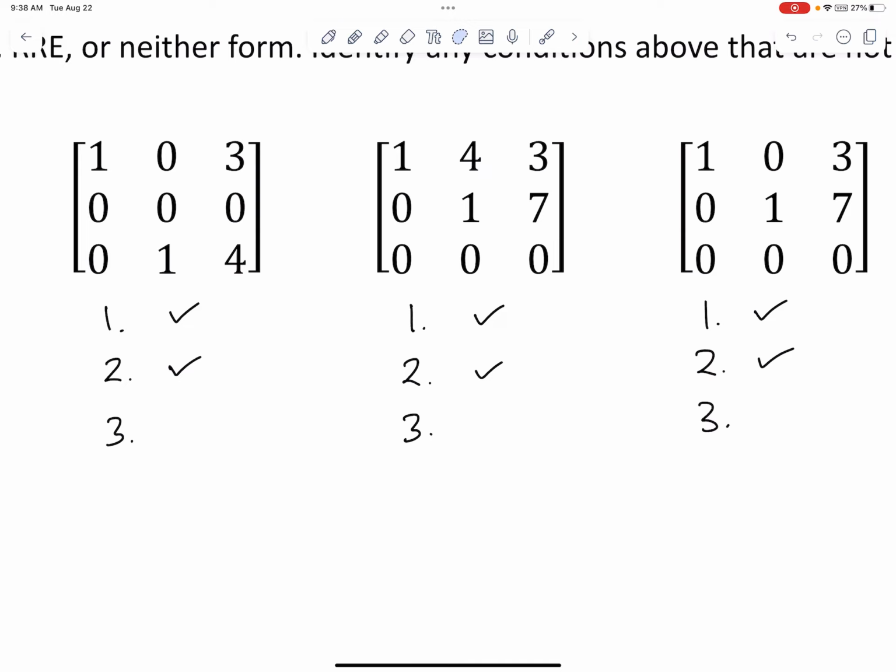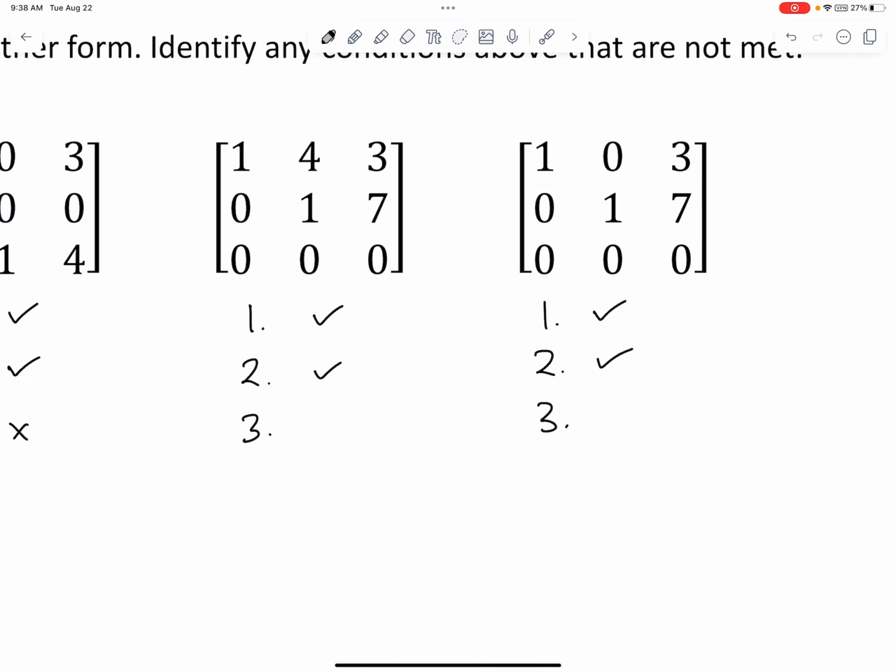Now, in this first case that we're looking at right here, there is a row of all zeros, and it is not at the bottom of the matrix. So condition 3 is violated. However, for the other 2 matrices, there is a row of 0, and it is at the bottom of the matrix. And if there happen to be more than one row of all zeros, then just make sure they're all at the bottom of the matrix. So in these cases, condition 3 is satisfied in both of these matrices over here.